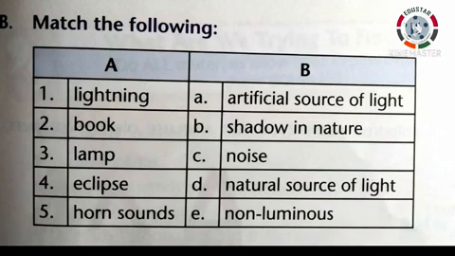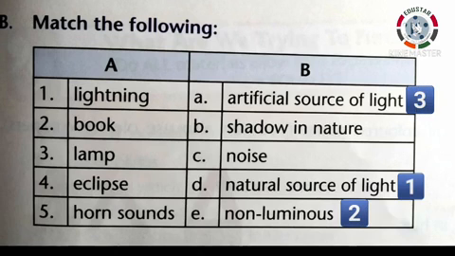Now see this page number 89. Book exercise B. Match the following. We have to match column A with column B. First one, lightning. The answer is natural source of light. 2. Book. The answer is non-luminous. 3. Lamp. Artificial source of light. 4. Eclipse. Shadow in nature. 5. Horn sounds. The answer is noise.